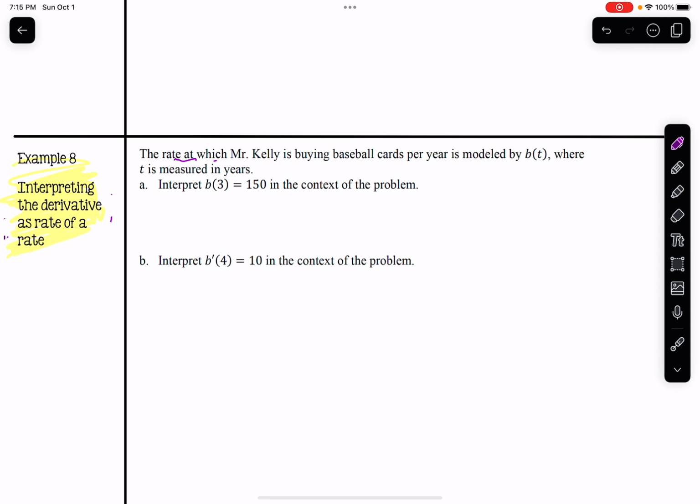The rate at which Mr. Kelly is buying baseball cards per year is modeled by B of t, where t is measured in years. Okay, so wait a minute. It's giving me a rate as my first function. My first function is a rate already, so it's like the first derivative already. If I'm asked to take the derivative of this, B prime of t, it would be like the second derivative, and we would call that taking the rate of the rate.